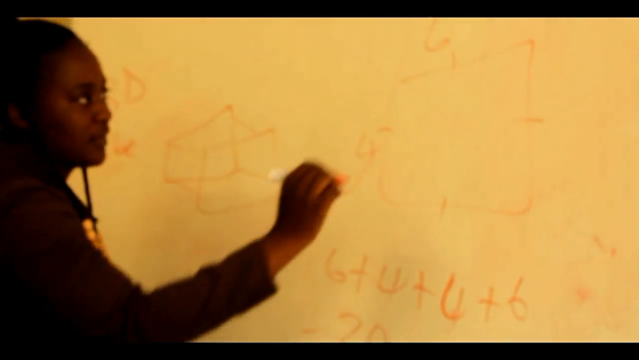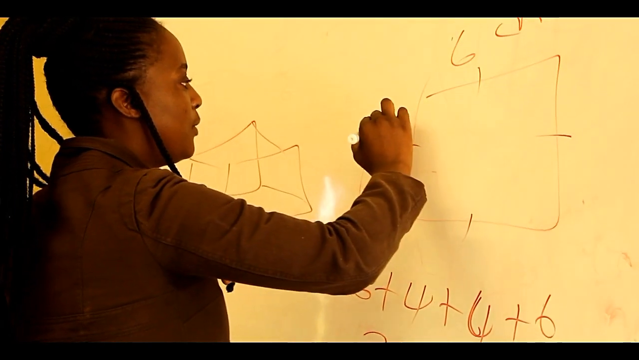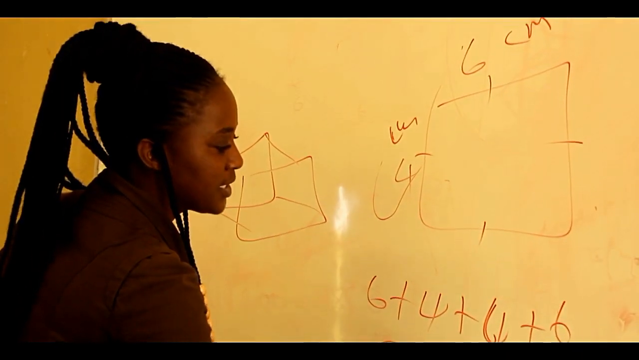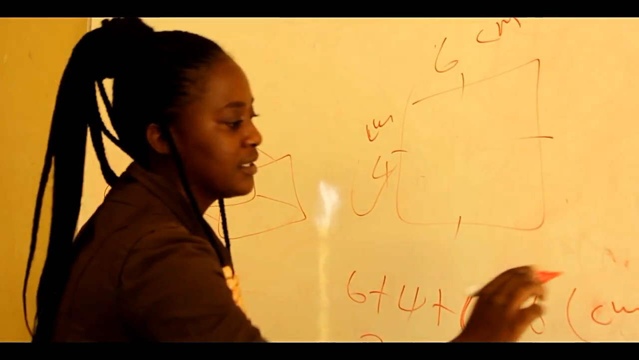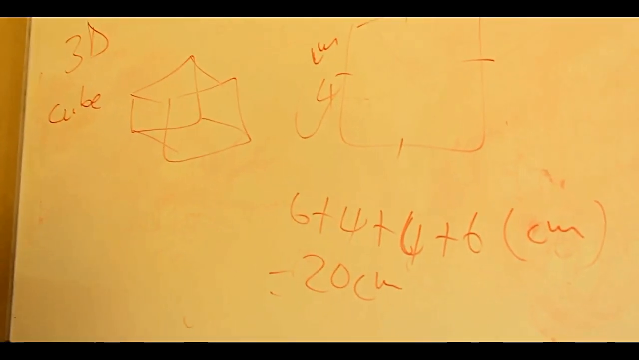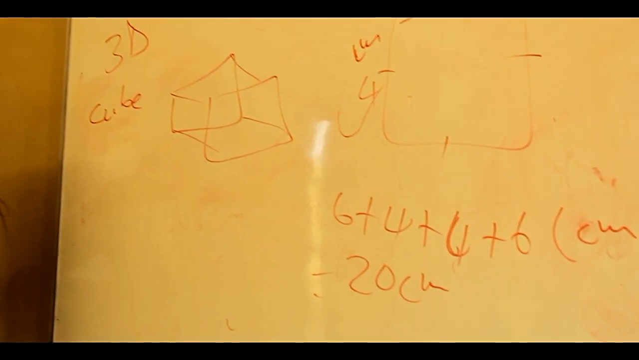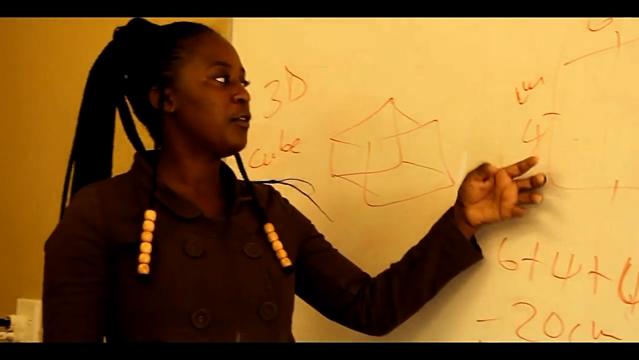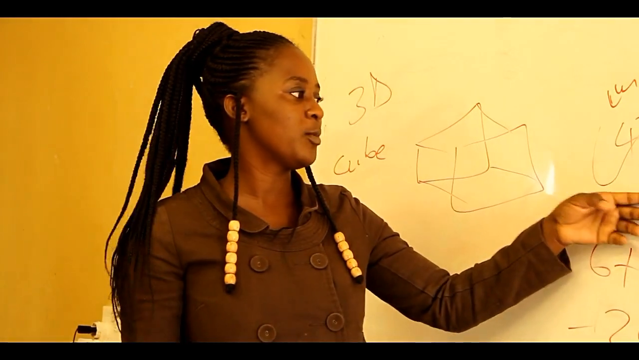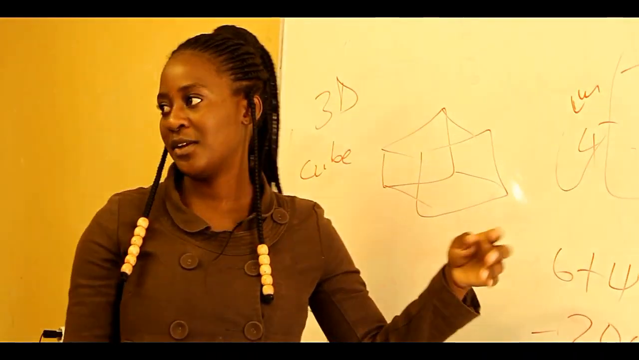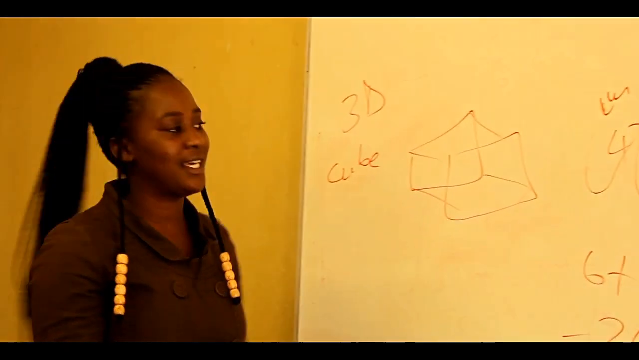20. The answer is 20. And the units, please don't forget the units. Centimeters. Always. Why not kilometers? Yeah, you can be given any unit. If you are given 4 kilometers, it means the distance is actually 4 kilometers. Okay, miss. There you are.